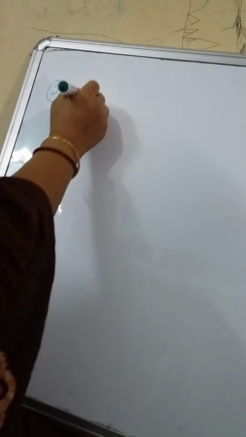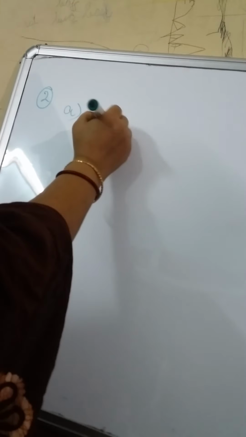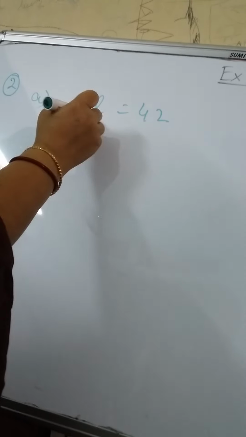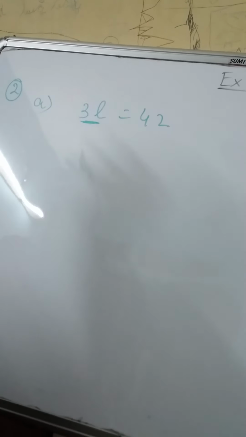There it is either multiplication or division. Question number 2 says, give first the step you will use to separate the variable and then solve the equation. Same as question number 1, you have to write the steps first. Question A is 3l equals 42. When there is no sign in between, that means it is multiplication.